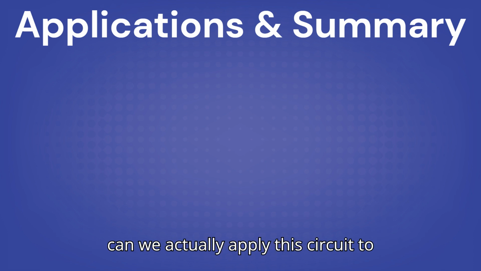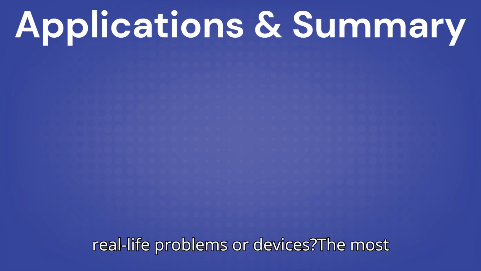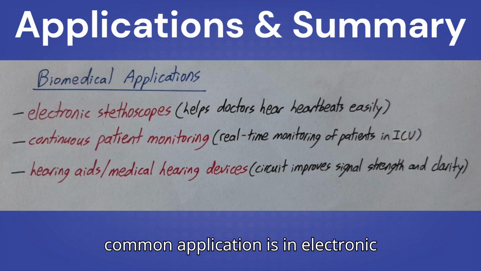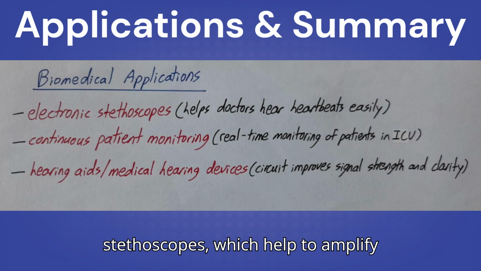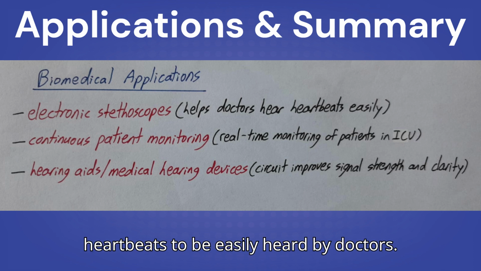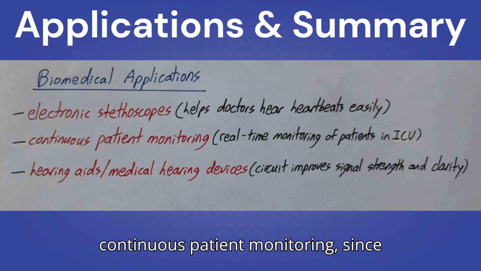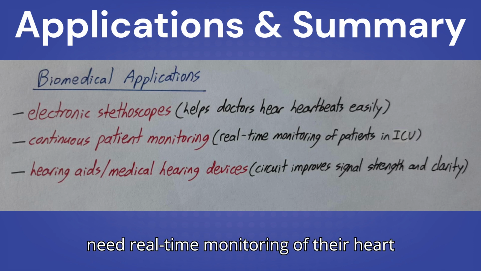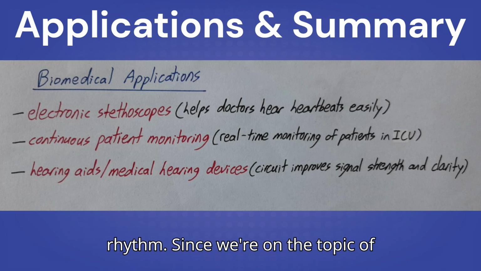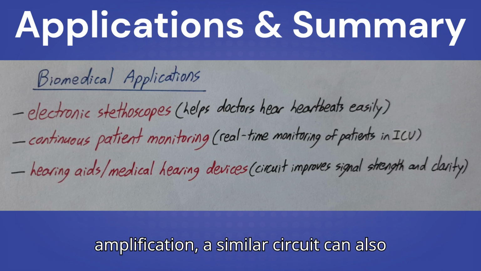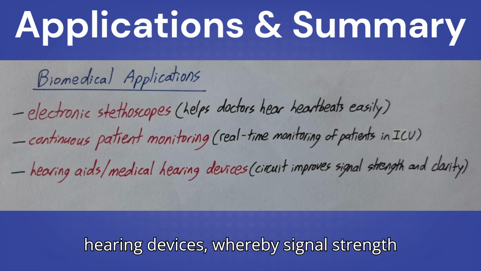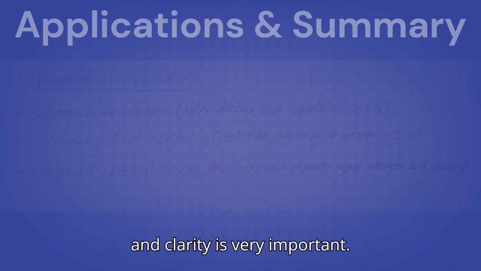However, how can we actually apply this circuit to real-life problems or devices? The most common application is in electronic stethoscopes, which help to amplify heartbeats to be easily heard by doctors. The circuit can also be used for continuous patient monitoring, since patients in the intensive care unit will need real-time monitoring of their heart rhythm. Since we're on the topic of amplification, a similar circuit can also be used in hearing aids or medical hearing devices, whereby signal strength and clarity is very important.